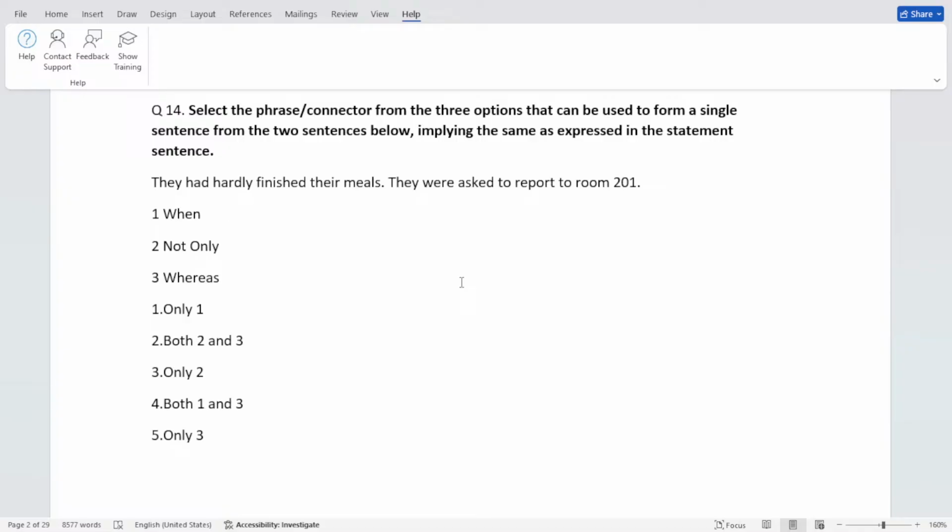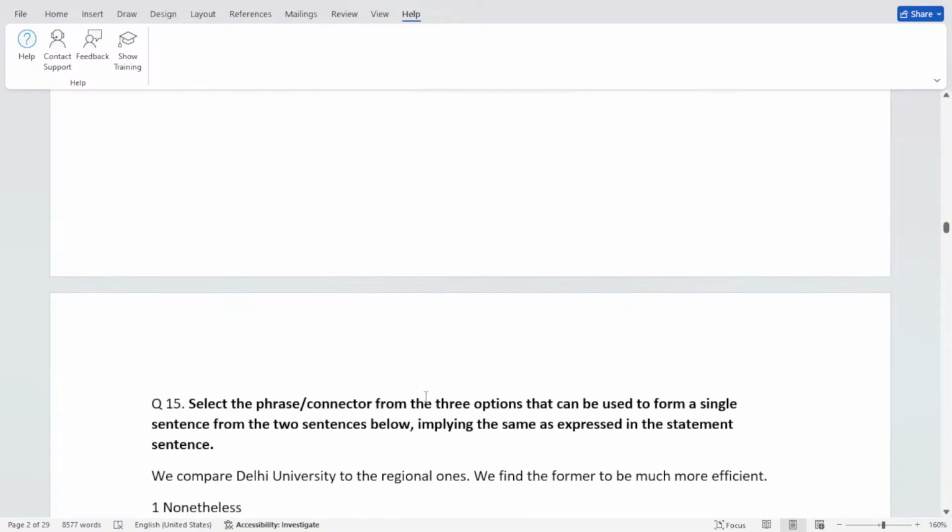They had hardly finished their meal. They were asked to report to room 201. Sorry, it is 201. So here, it should demonstrate the connection between the ideas in different sentences. So accordingly here, we are supposed to choose the correct answer as when. So the first is the correct answer. If we take not only, it emphasizes and begins the clause, so it won't give the clarity. And then we will go for the next question.